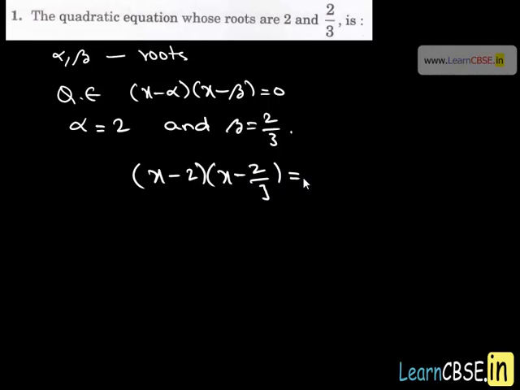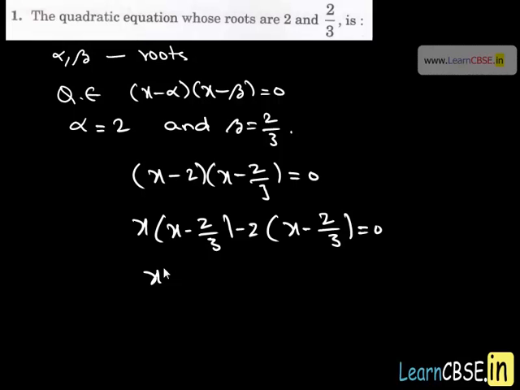is equal to 0. To get the equation, we simplify it further as x times x minus 2 upon 3 and negative 2 times x minus negative 2 upon 3. X square, and we have negative 2x upon 3, negative 2x. While multiplying negative sign with negative 2 upon 3, we get the product as positive, and 2 times 2 upon 3 is 4 upon 3.